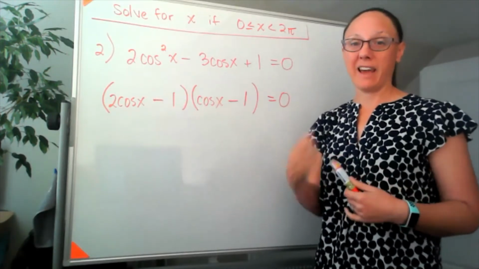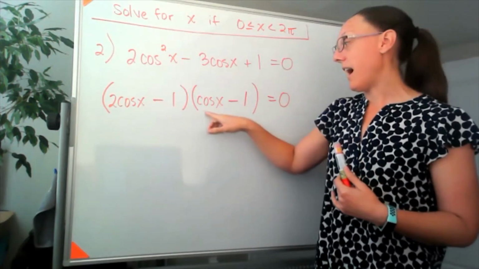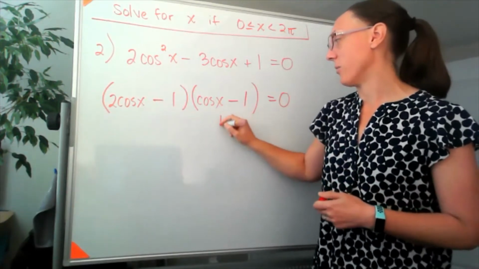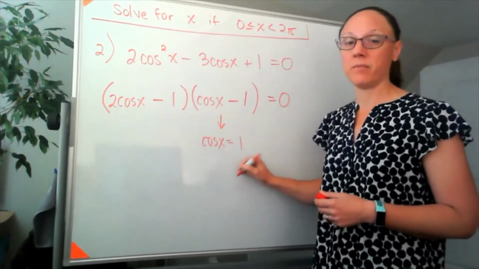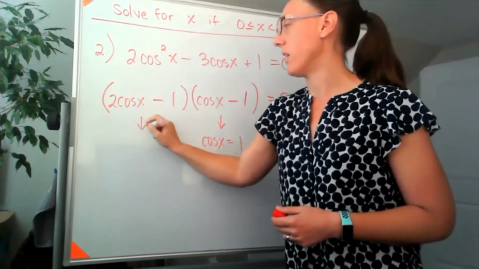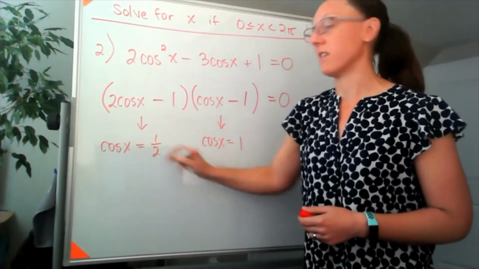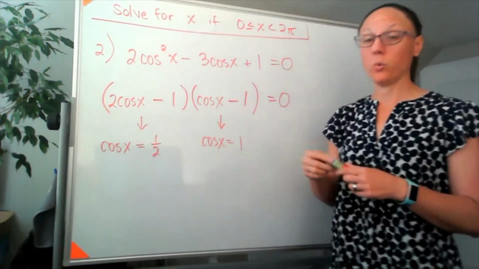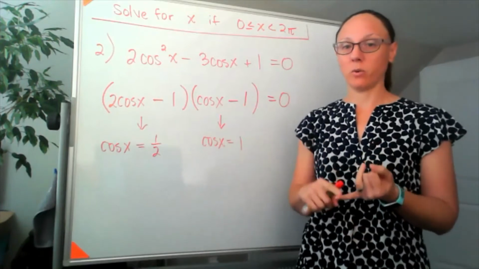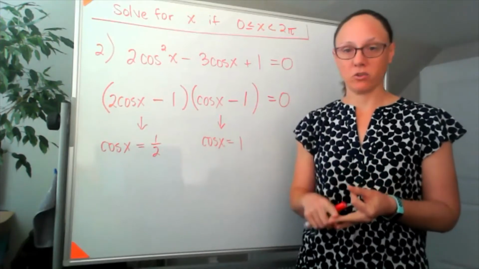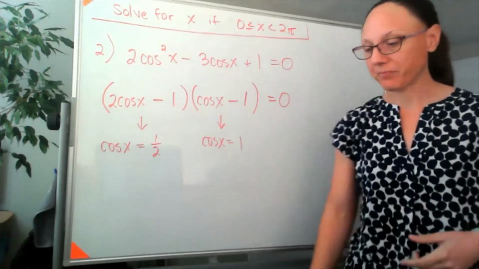Now I really have 2 equations to solve. Either this one is telling me that cosine of x would have to be equal to 1, and this is telling me that cosine of x would have to be equal to positive 1/2. Once I've isolated those trig functions, now I'm back to thinking about unit circles, special triangles, special angles. What are those angles that give us these values?